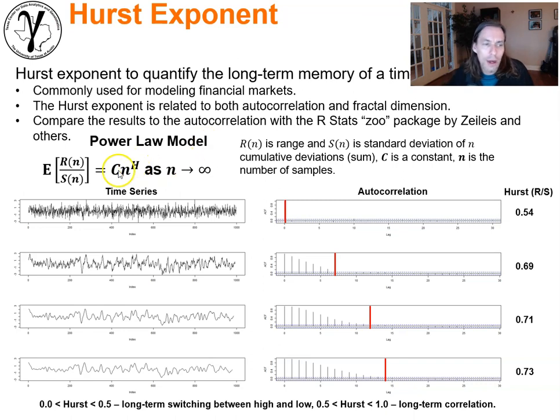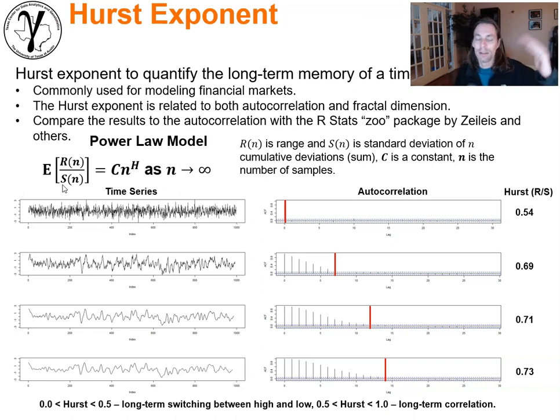What is it? It's a power law model. If you look at the equation right here, R is the range, the max minus the min. S is the standard deviation over n, where n is a cumulative number of samples in the time series. So n of 1, 2, 3, different subsets starting at the beginning, and they're cumulative deviations. In other words, we're going to be summing as we go along.